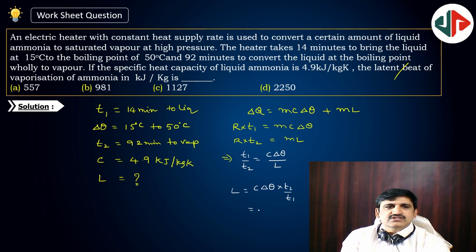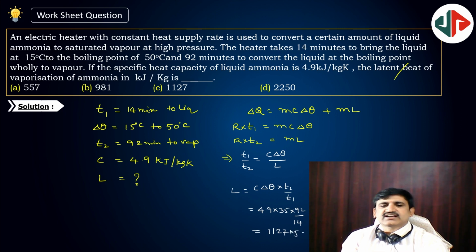C, the specific heat, is 4.9, into the temperature difference 35, into T2 92 minutes over T1 14 minutes. Both are in minutes only, so you can simply cancel, and 14 will go around 5-6 times, giving around 1127. It will be in the 1000 level. So 1127 kilojoule, because everything is in kilojoule per kg Kelvin.